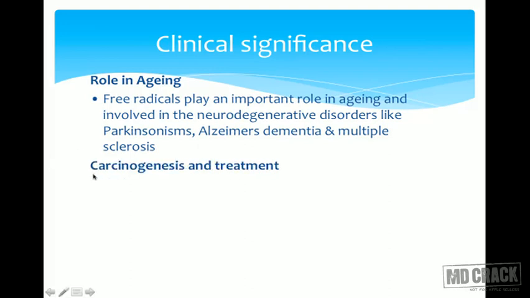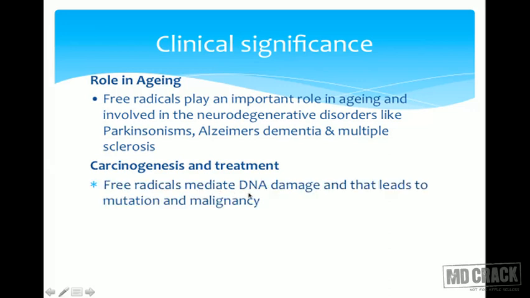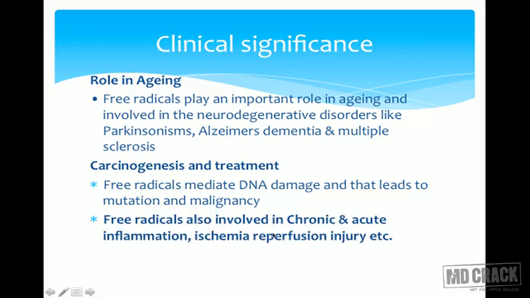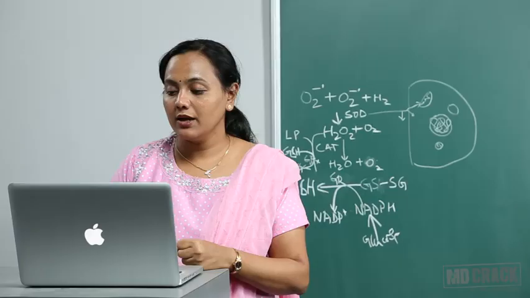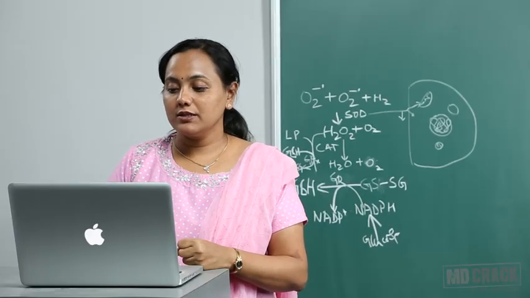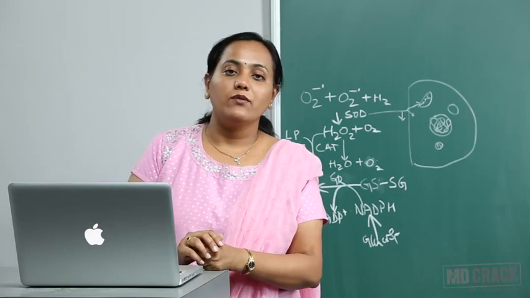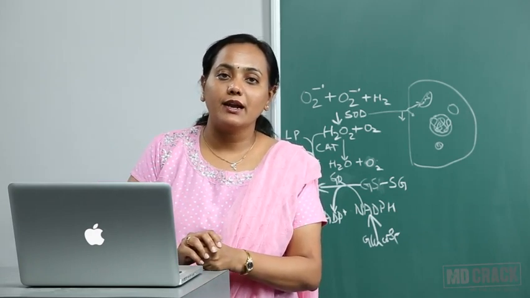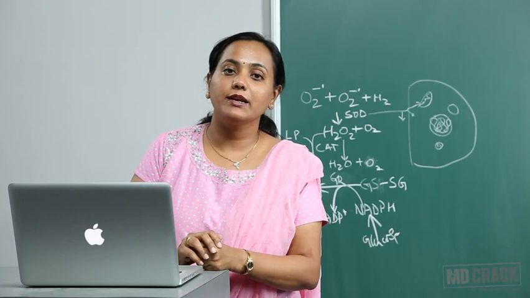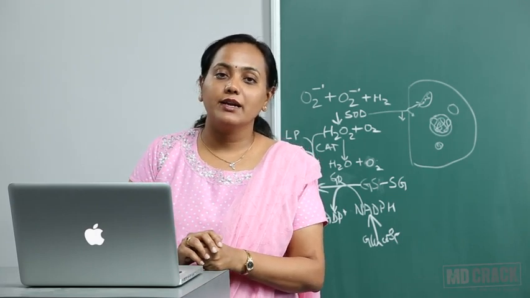Now I'll look at carcinogenesis and treatment. Yes, free radicals mediate DNA damage that leads to mutation and finally malignancy. Free radicals are also involved in chronic and acute inflammation, ischemia, reperfusion injury, and anything and everything. Free radicals have been implicated. So with this, we come to the end of free radicals and the different antioxidants and their role in health and their role in disease.